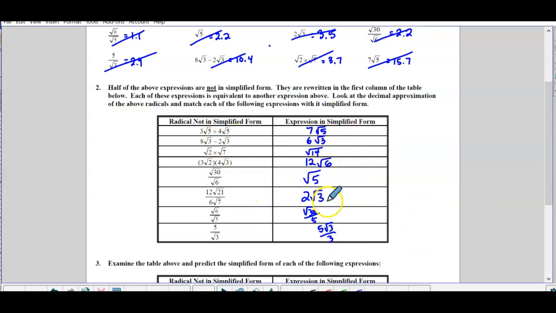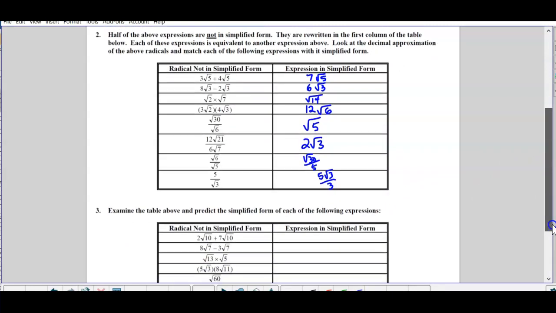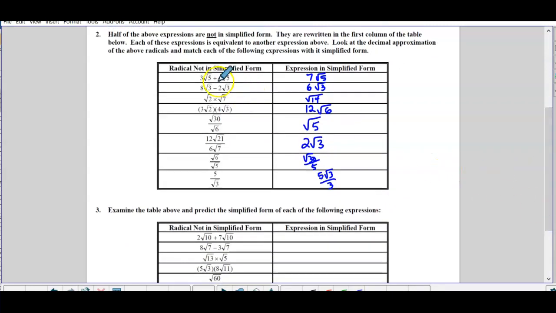So we want to look at the patterns of how to get this simplified form. Examine the table above and predict the simplified form of each of the following. So basically here, this is adding, and you can see that the radicands are the same, and that's the same radicand in the end. 3 plus 4 is 7. So basically you keep the radicand the same. It's like terms. It's like 3x plus 4x is 7x. So this is 7 root 5. Same with subtracting. 8 minus 2 is 6, root 3.